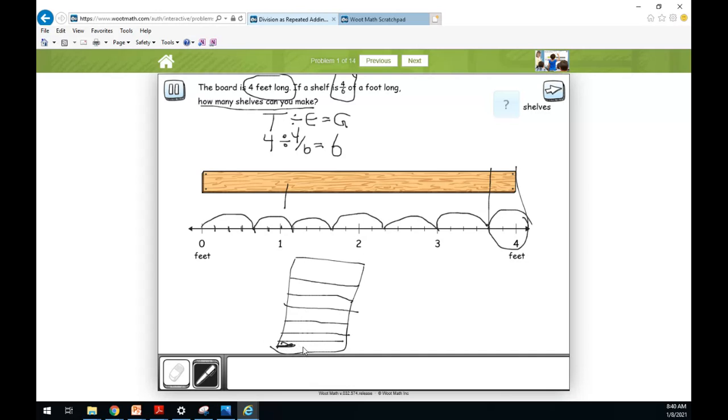Right? I can't make it because obviously everything's going to fall, and no shelf can be 2/6 and just stand by itself. It doesn't make any sense. So I'm going to write my answer is 6 and 2/6. But when I'm reading my question and what it's asking for, my final answer is I'm only going to have 6 shelves.